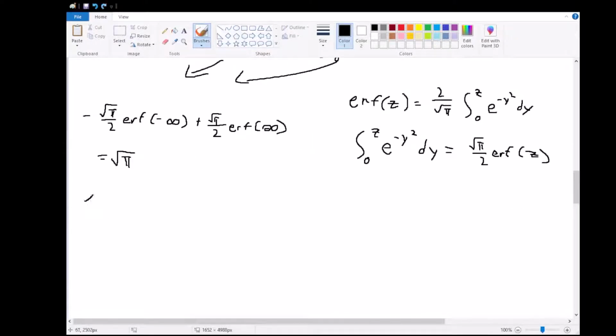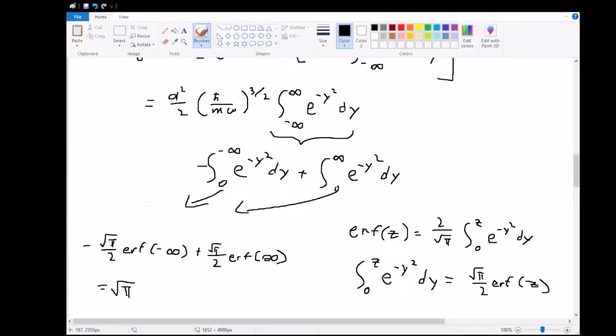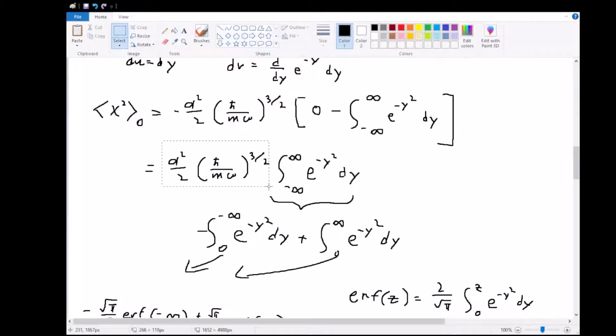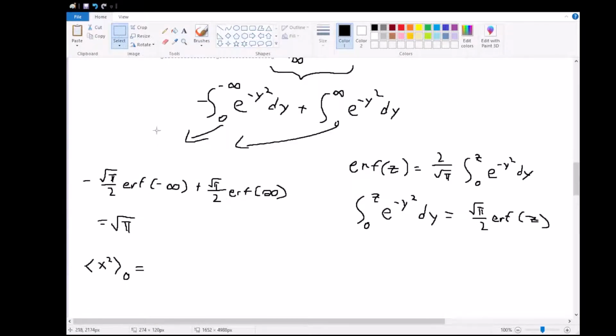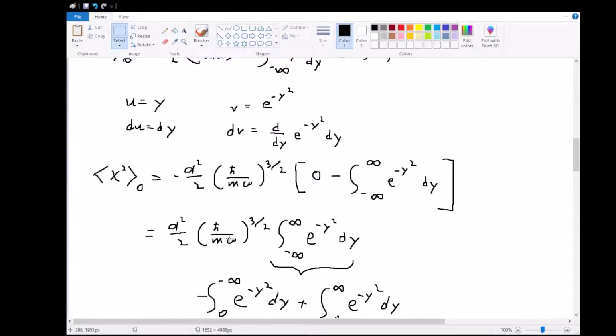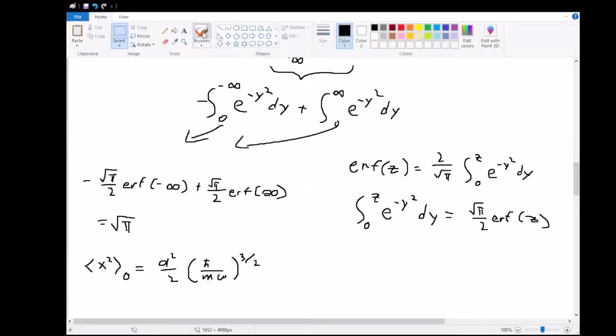So we write this out fully. The x squared expectation value evaluated at psi naught is going to be equal to the same constants at the front again, alpha squared over 2 times this h bar term, and then we're multiplying it by another square root of pi. And this is technically the answer.